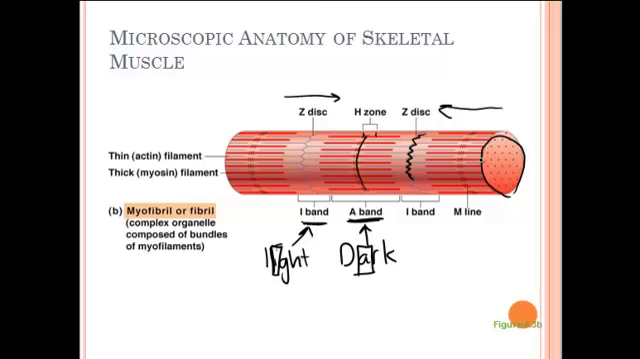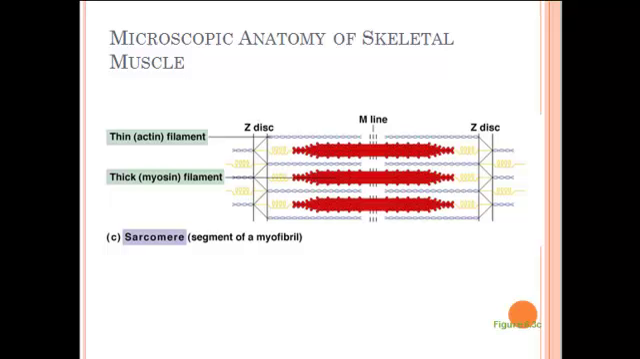So now we're going to go a little bit closer, and we're going to look at just one little section from about here to here. We're just going to look at one section of this myofibril. So this is that little section of the myofibril. We call this a sarcomere. There's that sarco again.